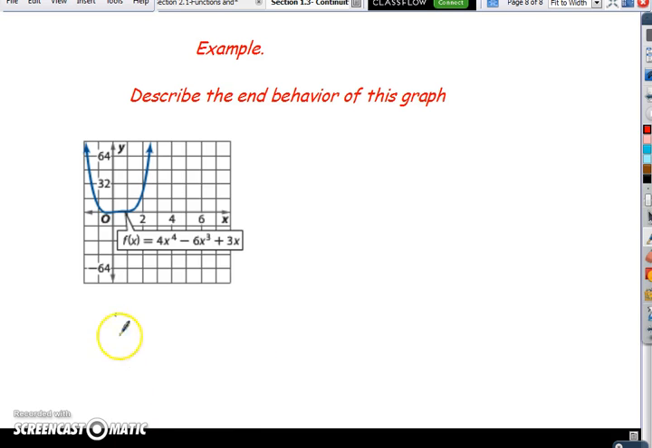As x is getting really big, or going to the right, what's y doing here? So as x approaches infinity, and this is where the limit comes in. The book will define this as the limit as x goes to infinity. What happens to y? Well, where's my y going? It's going up forever. Forever. Good movie reference there. So y is also going up to infinity there.